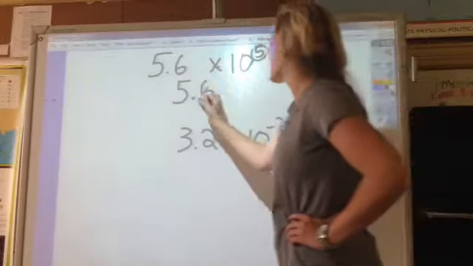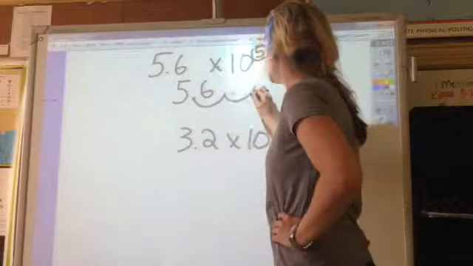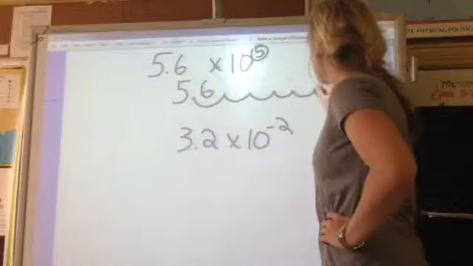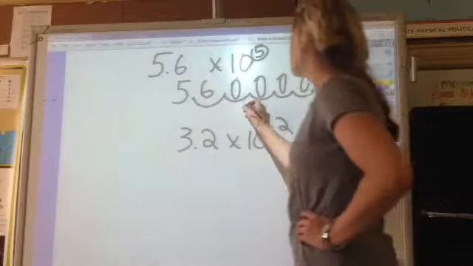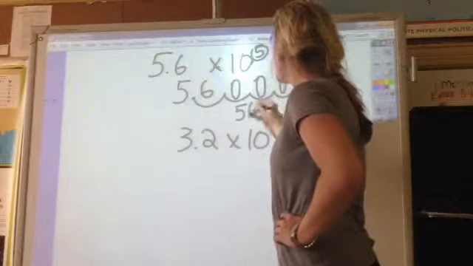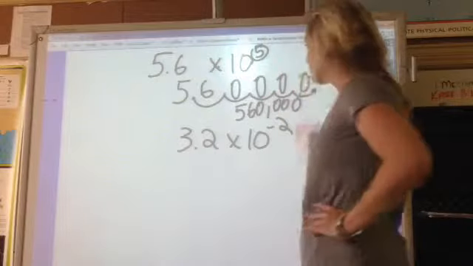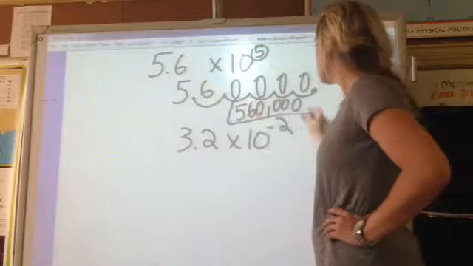And it says I'm going to move it 5 places, so let's do that. 1, 2, 3, 4, 5. Drop off my decimal, fill in my zeros. My new number is 560,000. And that's it. That's literally all there is to it.